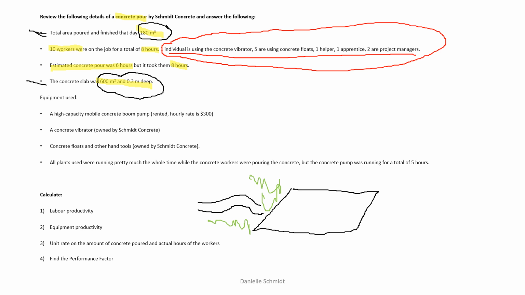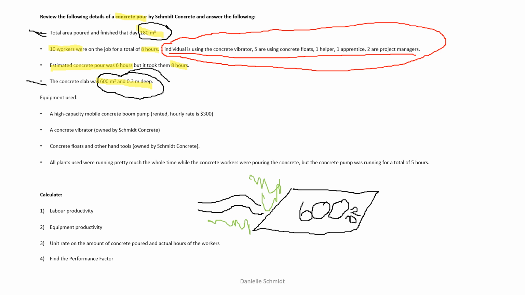Now, please excuse my shocking writing on this. Again, there's no ability to add text during recording, which is a bit of an oversight. So we know that the concrete slab is 600 metre squared. So the 600 metre squared is the size of this top section here. Metre squared.